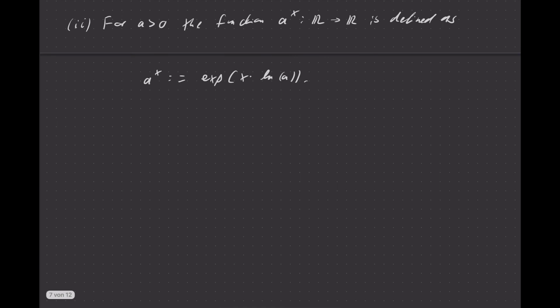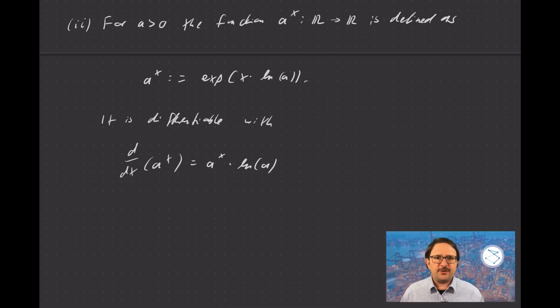Again, that function is differentiable. And the derivative is d/dx of a to the power of x is a to the power of x times ln a. And of course, you can just derive that from the derivatives of ln and of the exponential function using chain rule and product rule and things like that. So if you just compute that derivative, you should get that result. So it's similar to the exponential function itself.